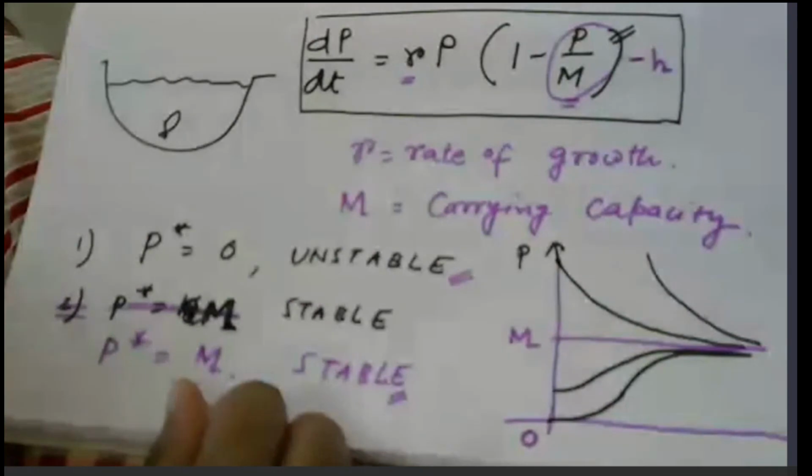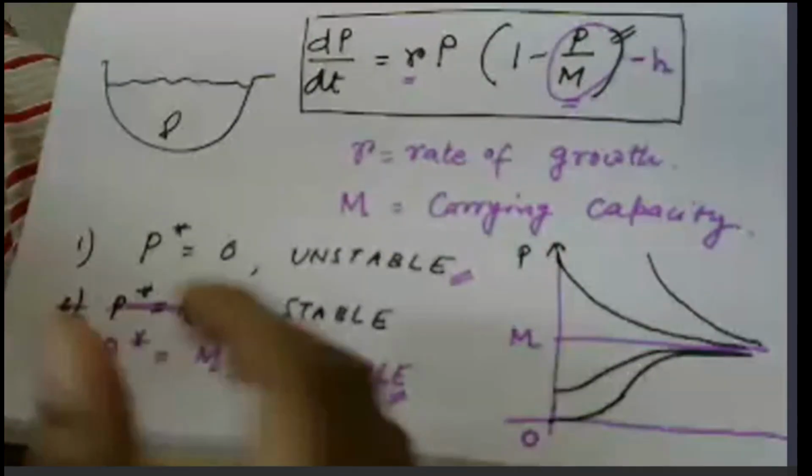P minus a certain term, h into p. That's it. h into p. Yeah. Right? Because it is proportional to the number present right now, but in a negative sense, right? If you are harvesting at a constant rate, it is like this, but if you are harvesting proportional to p, then it will be minus h p. That's it.